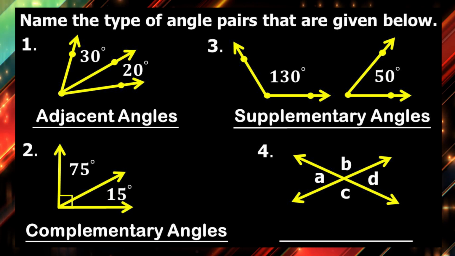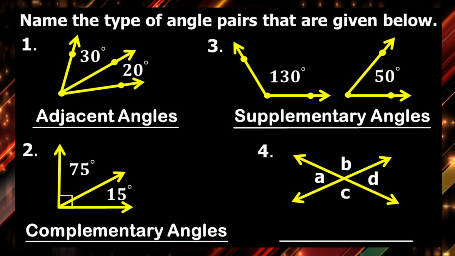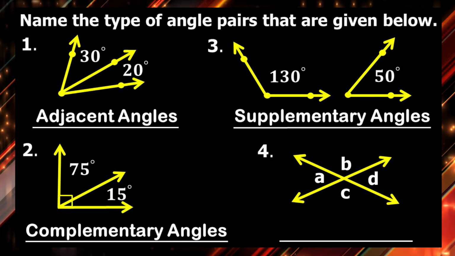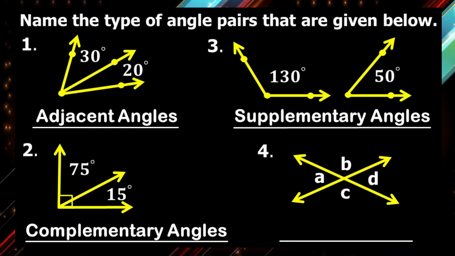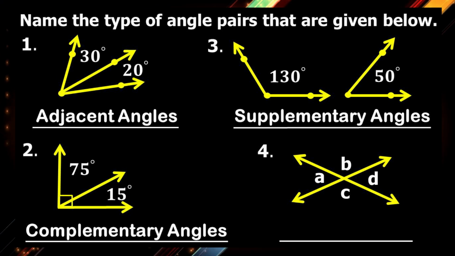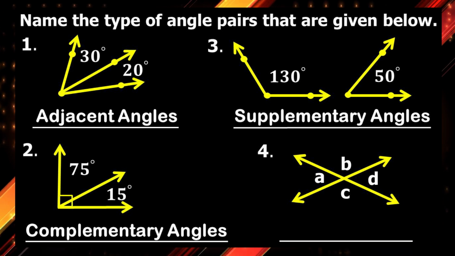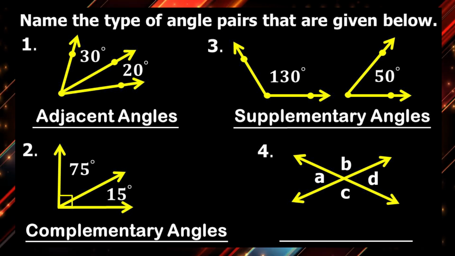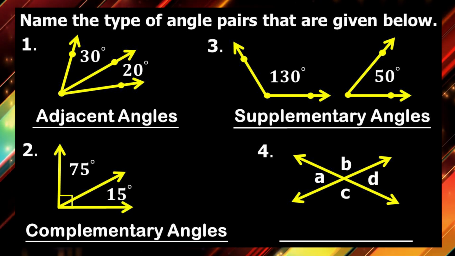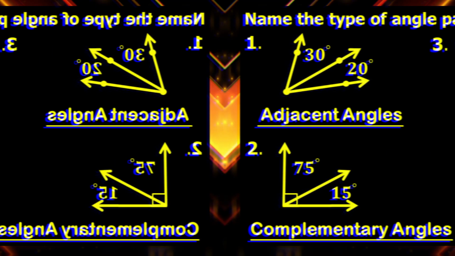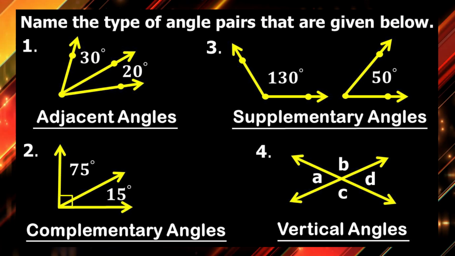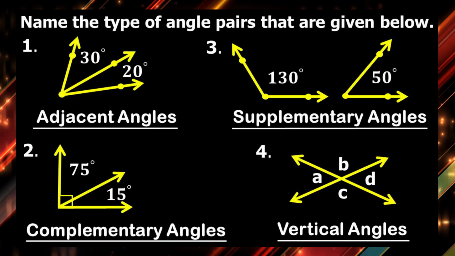Number 4. Two intersecting lines with two pairs of non-adjacent angles where the first pair constitutes angles A and D and the second pair constitutes angles B and C. What is your answer? Very good! The correct answer is vertical angles.